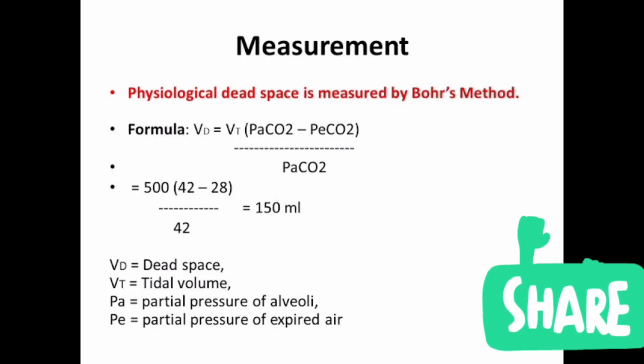With the help of the Bohr equation, we can easily calculate the physiological dead space. Vd/Vt equals (PaCO2 minus PeCO2) divided by PaCO2. PaCO2 is the arterial carbon dioxide tension and PeCO2 is the partial pressure of carbon dioxide of a mixed expired gas sample. Vd is the physiological dead space and Vt is the tidal volume.